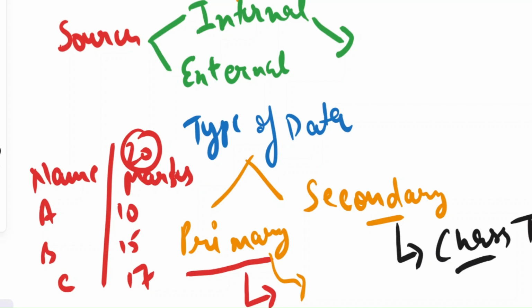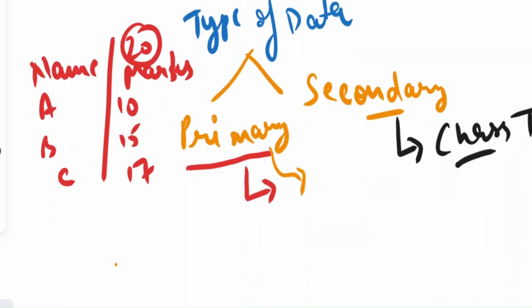I hope it's clear what data means, what its sources are, and what the types of data are. There are different methods to collect primary and secondary data, which we are not going to discuss in this video because it is not related to class 6. The only thing useful to you is to know the sources of data and the types of data.